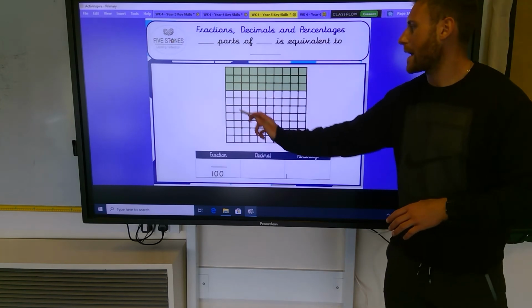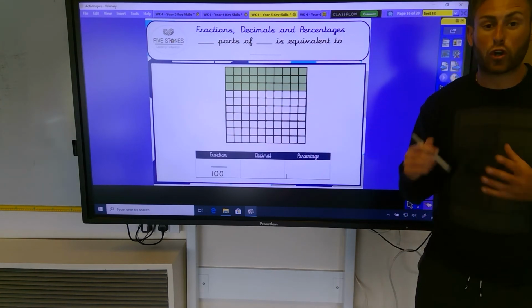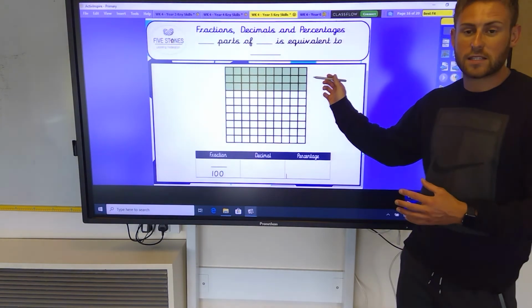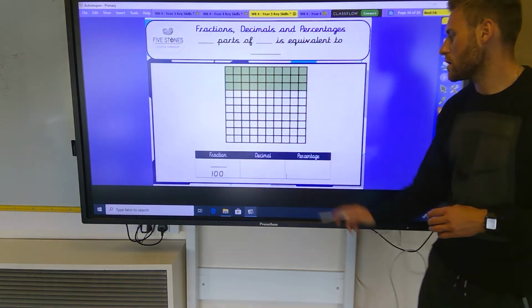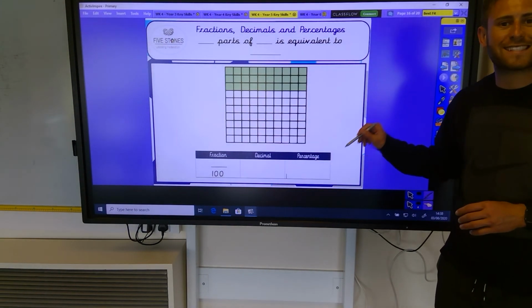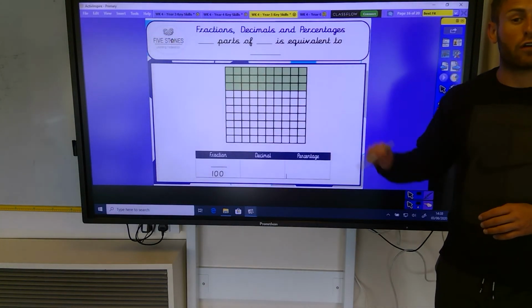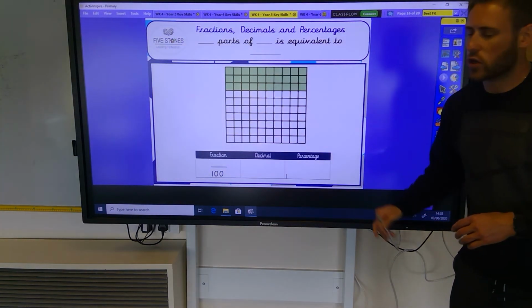So this grid has a representation of 100 squares. Some of it has been shaded in. I would like you to show me as a fraction out of 100, a decimal, and also a percentage. Remember, a percentage is out of 100 also. Off you go.